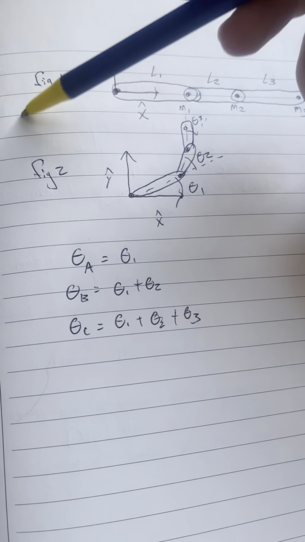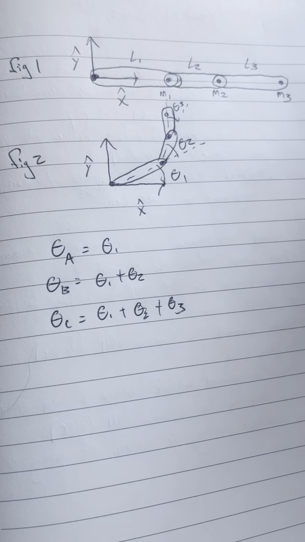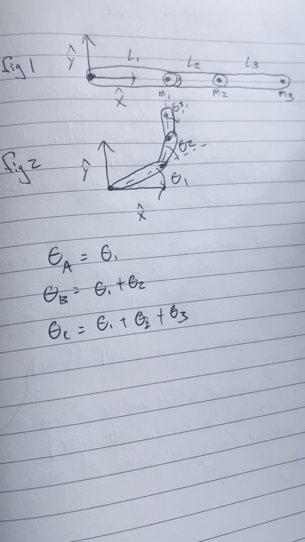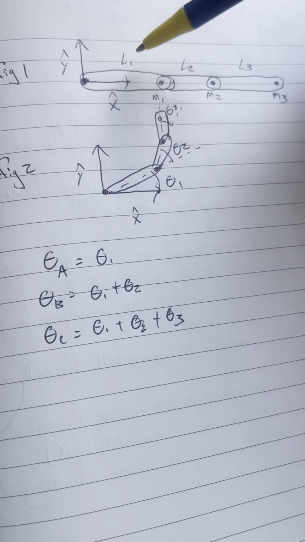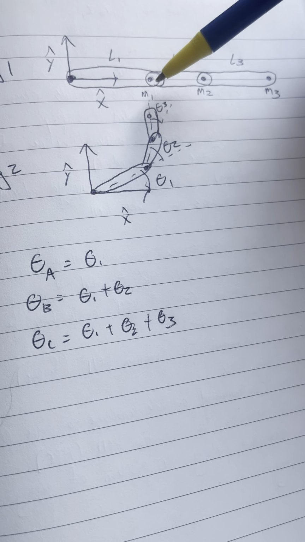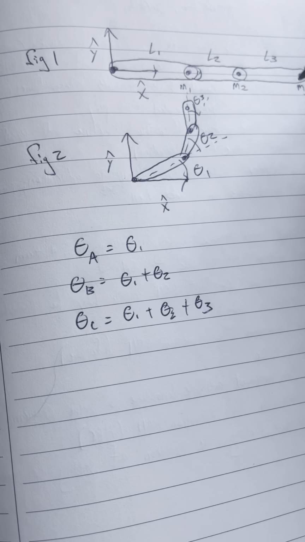So the first figure is showing the initial position of the 3R pendulum. This 3R pendulum consists of 3 links and 3 revolute joints. The 3 links are of length L1, L2, L3, and at the end of each length is a concentrated mass of values M1, M2, M3.